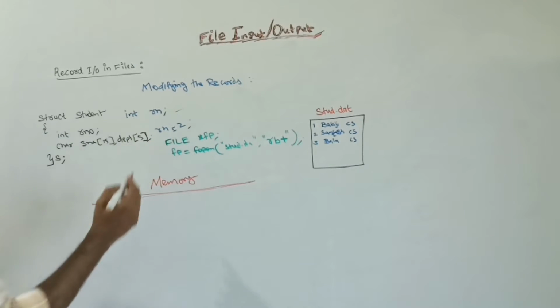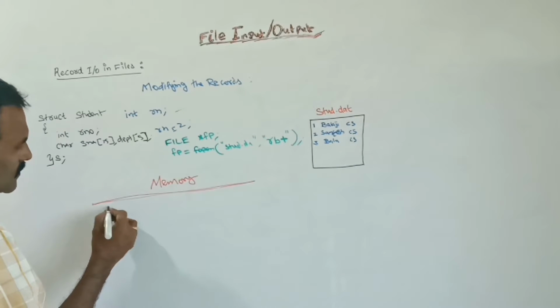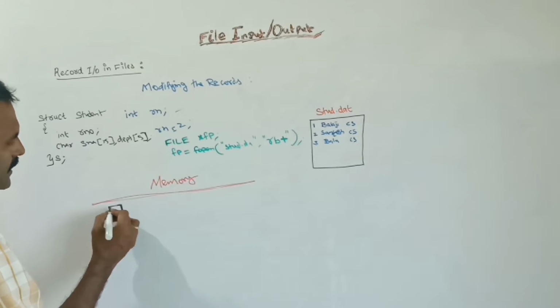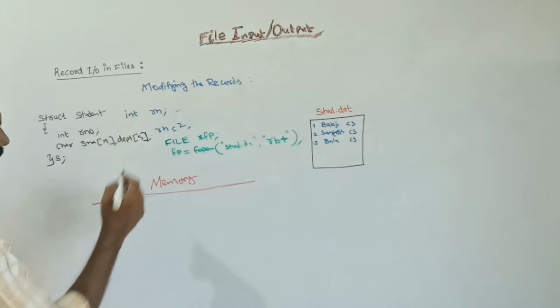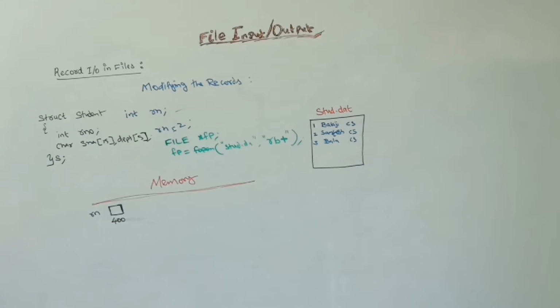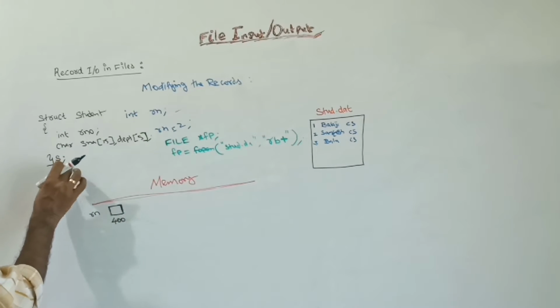See this Rn, this is a variable. Each and every variable has a unique memory address. So here for the Rn, let us assume this address is 400. Next to this, here I had created the structure variable.